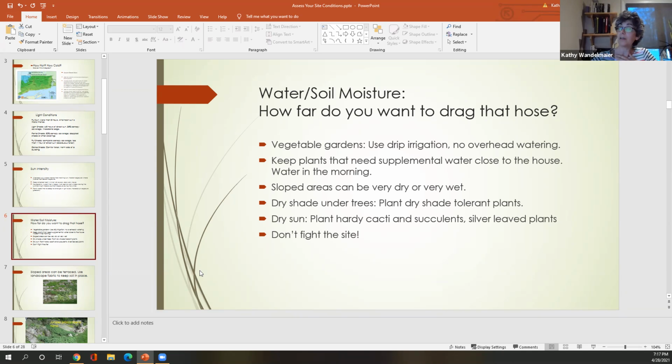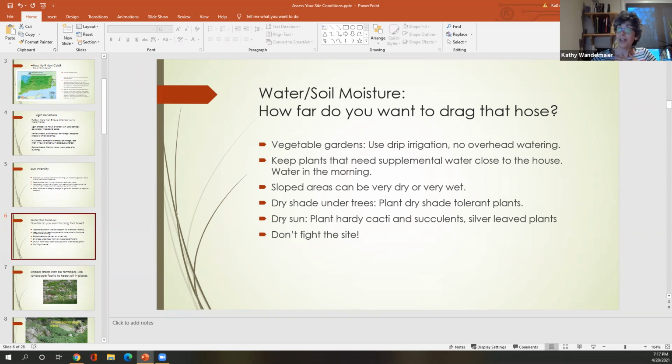Things to consider on a slope. Slopes can be really nice, but they can be very dry, and they can also be very wet. It really depends on what's going on under the ground. I will get to that in a little more detail in a couple of slides.